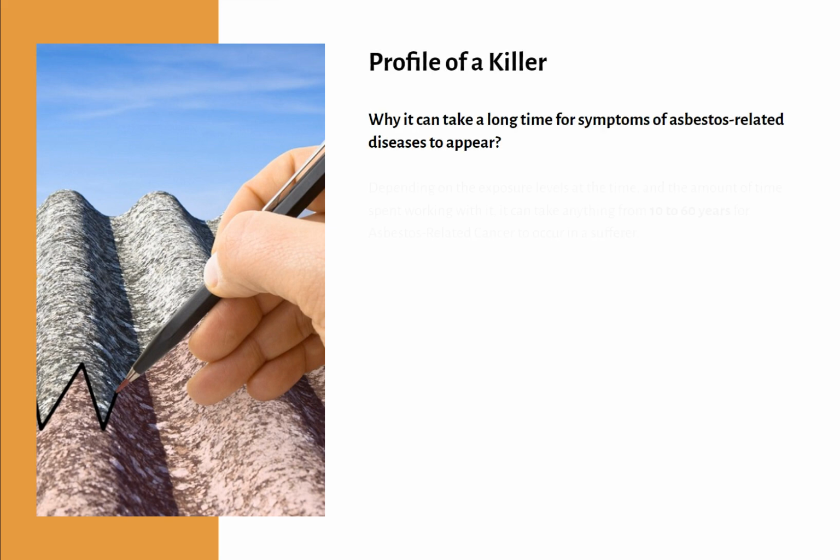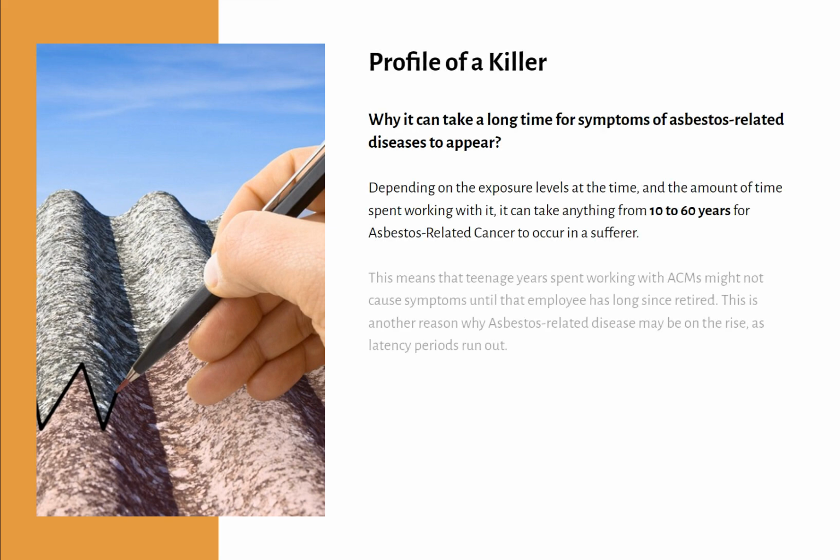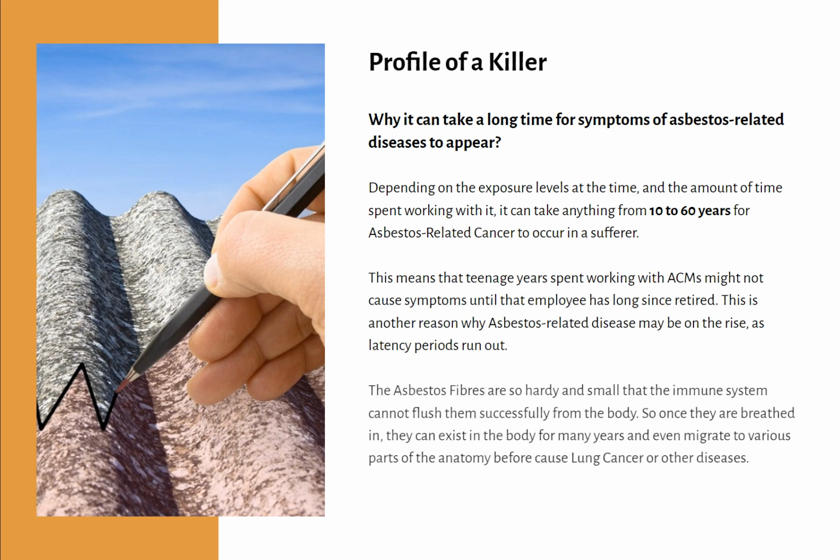Why it can take a long time for symptoms of asbestos-related diseases to appear. Depending on the exposure levels at the time, and the amount of time spent working with it, it can take anything from 10 to 60 years for asbestos-related cancer to occur in a sufferer. This means that teenage years spent working with ACMs might not cause symptoms until that employee has long since retired. This is another reason why asbestos-related disease may be on the rise, as latency periods run out.